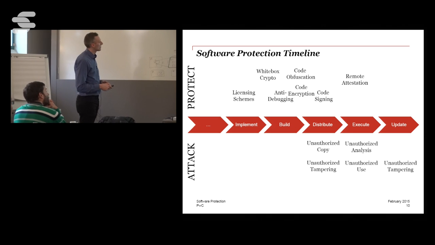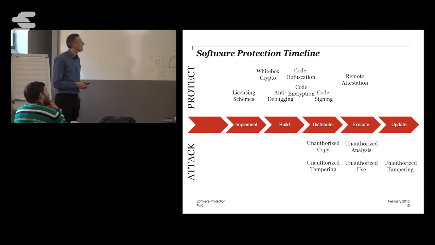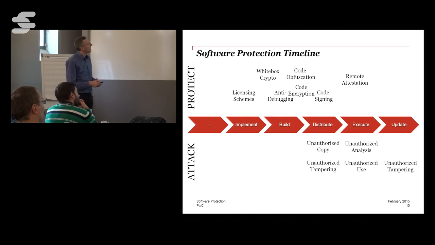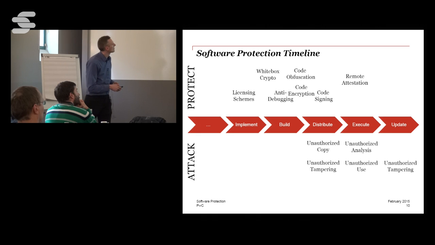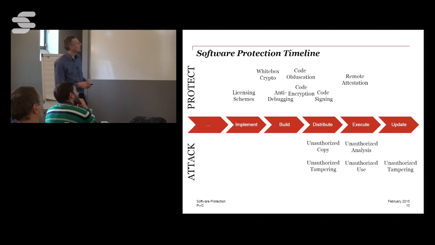And first, the first clear thing to say here is that if you look at the protection techniques, they typically are implemented earlier on in the life cycle than the attacks. If you're doing an attack on an unauthorized copy, you typically want a protection mechanism that is implemented before the distribution phase, right? In this case, unauthorized copy, there would be watermarking, for instance, to prevent that, and watermarking would typically be implemented in the build phase for the software, right?